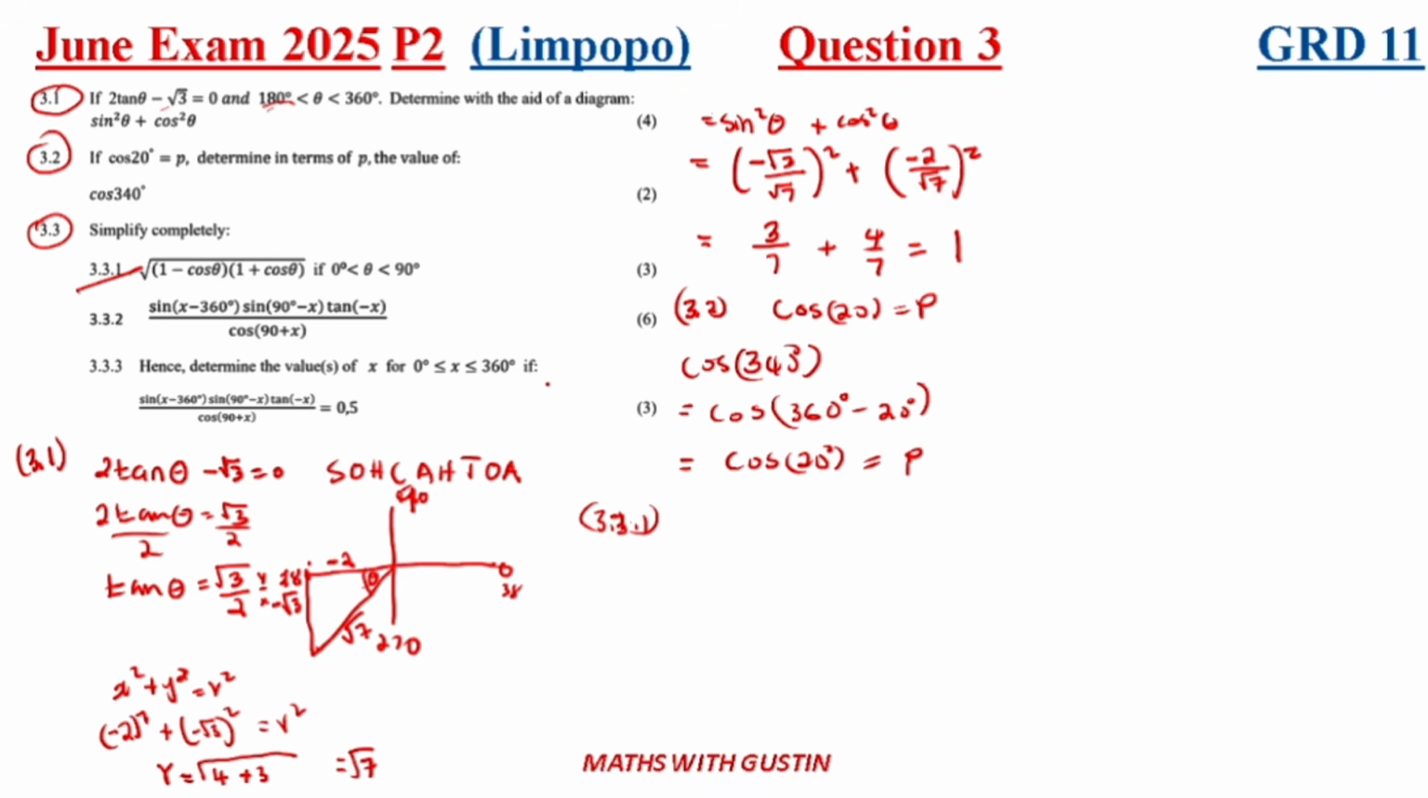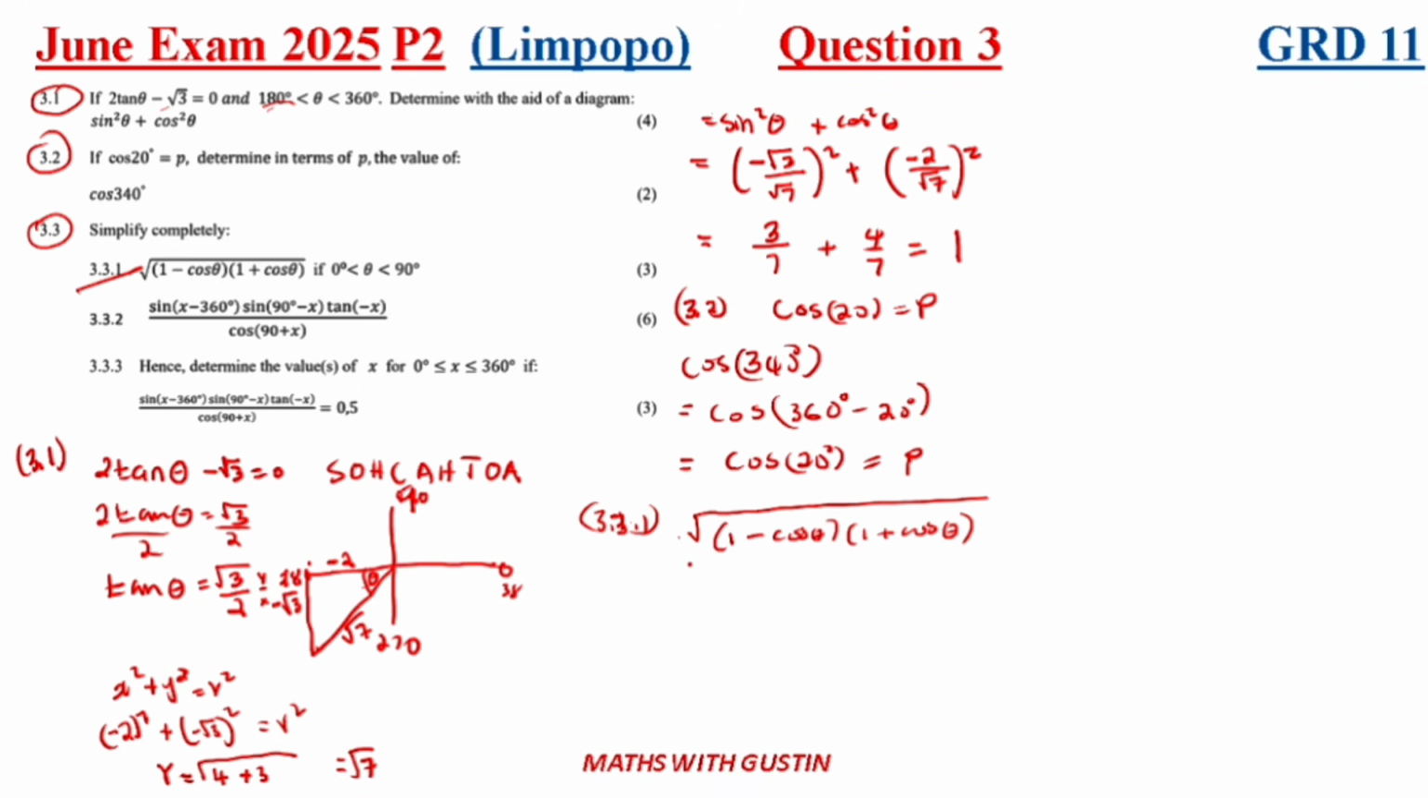3.3.1. It's saying here they want us to do what? Simplify. So there you go. The square root of 1 minus cos theta, close bracket, 1 plus cos theta, close bracket. So they want us to simplify this.